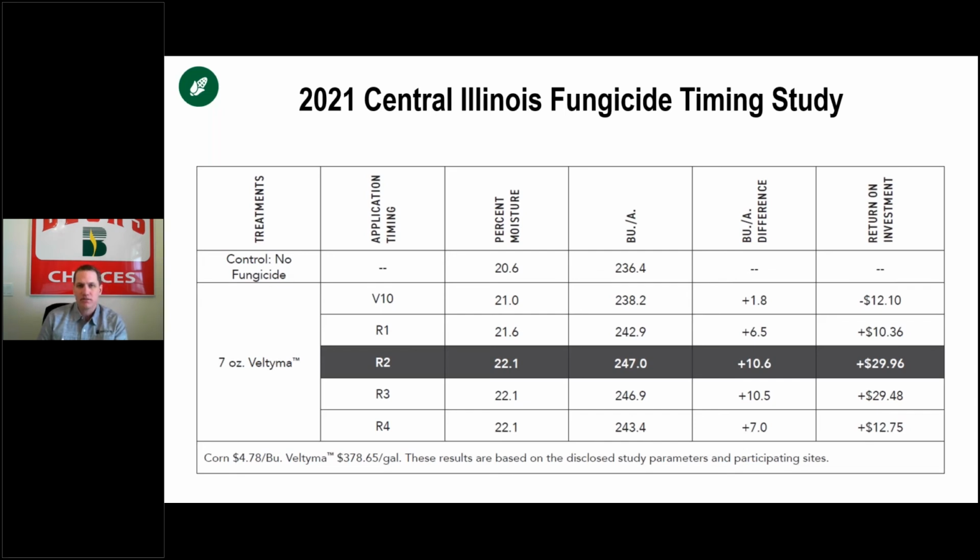Delaying that application if we're clean at R1 has provided a benefit all the way up to R4. In previous years, I've kind of gotten to R2, R3, and if we're clean, I haven't made those fungicide applications. In the presence of tar spot and southern rust, that management recommendation is going to change for me moving forward.